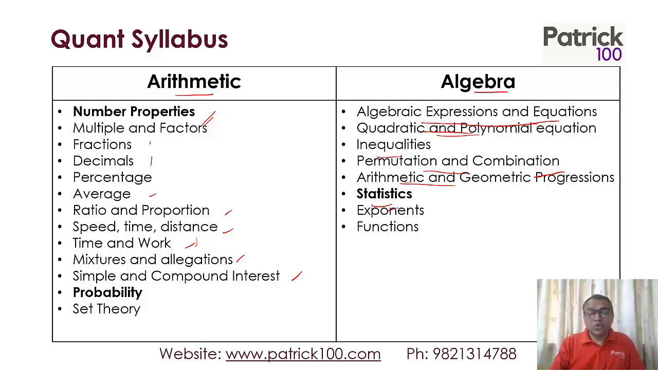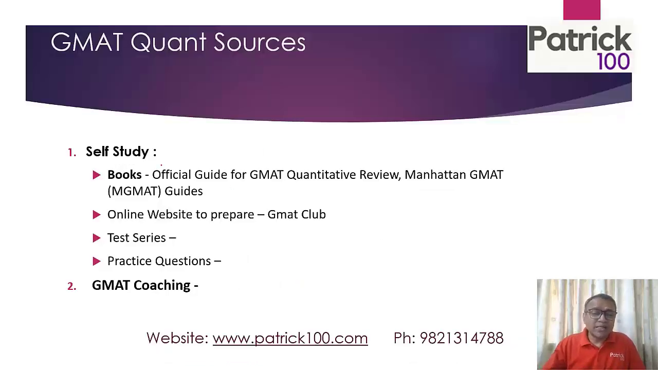So these are the areas that you need to prepare for as far as algebra and arithmetic are concerned. As a source, the Official Guide is a good thing to start with. Look at the Official Guide. You can also look at the Manhattan GMAT guide. As a matter of fact, if you go to the GMAT Club website, you'll get a lot of questions to practice at different levels. I think that is a good source to practice.